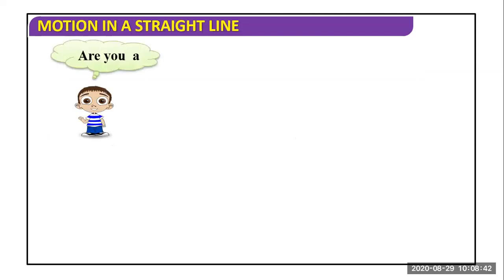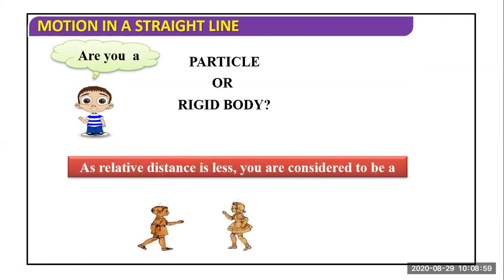So, motion in a straight line. In this, if you discuss, are you a particle or a rigid body? If someone asks you, are you a particle or rigid body? If you are dealing with small distance motion, suppose you are moving 5 meters, 10 meters, then you will not be considered as a particle. You will be considered as a rigid body.